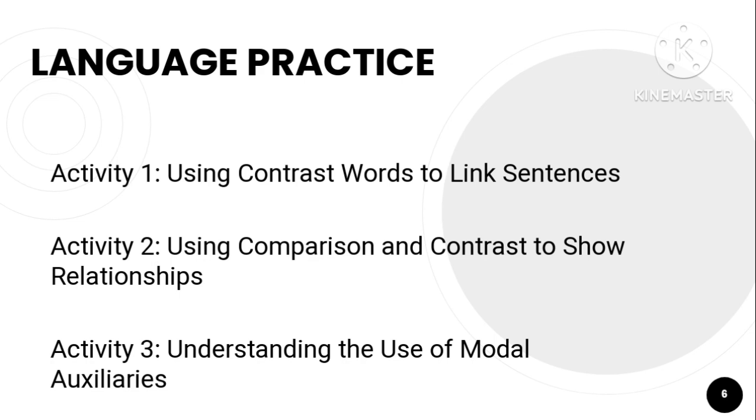Next, we have language practice, our second to the last. It simply includes activities that are linked to language learning. As the term suggests, language practice is all about activities on language learning. So we have here activity 1, using contrast words to link sentences. Activity 2, using comparison and contrast to show relationships. And for our activity 3, we have understanding the use of modal auxiliaries.